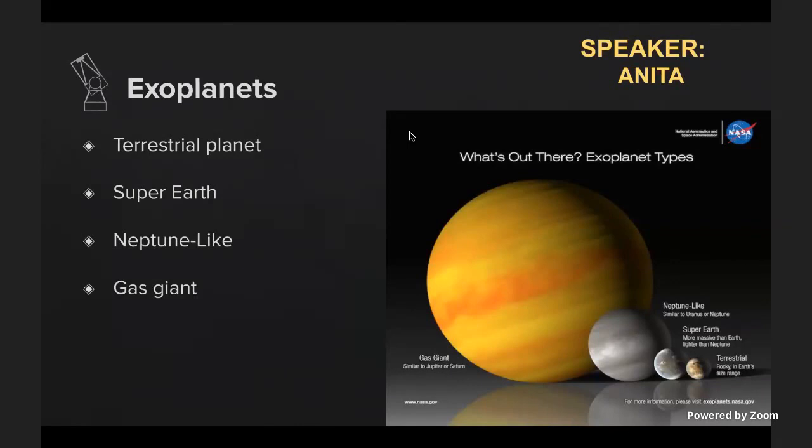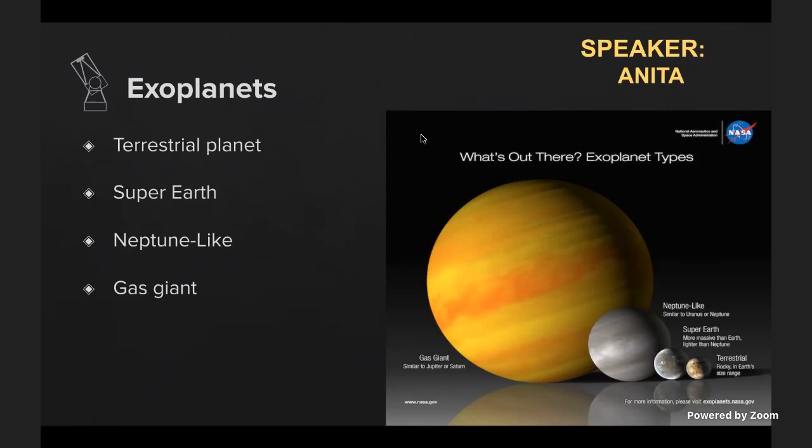All right, now let's talk about one of the questions that always comes to our mind. Are we alone in the universe? To find the answer to this question, today we'll go beyond our solar system. Planets that orbit a star other than our sun are called exoplanets, and based on their size and composition, we can divide them into four main categories.